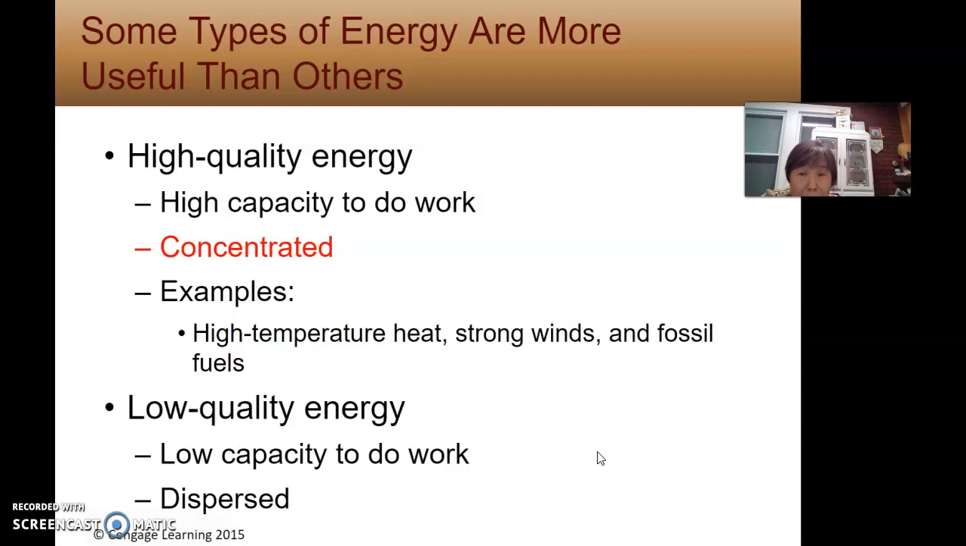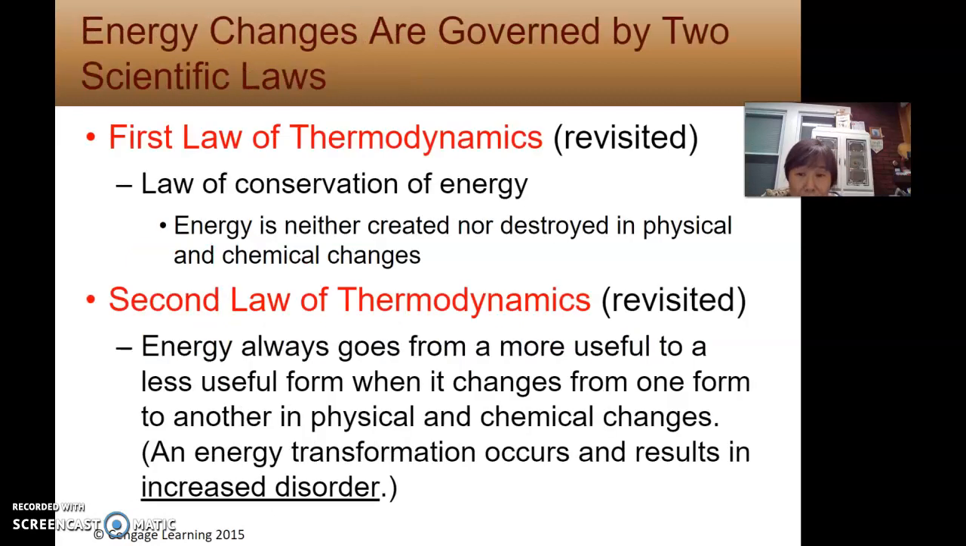One example, think about right now, you and I disperse heat from our body. This is energy, but we are not able to use it to do anything. Low quality energy. So again, energy changes are governed by the two laws we mentioned at the beginning.